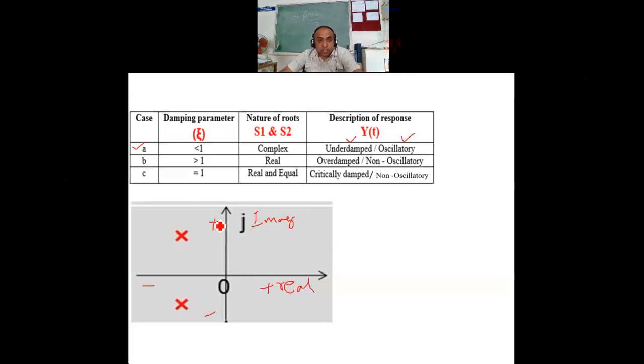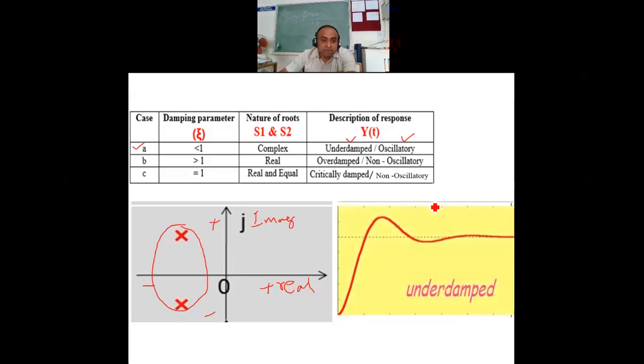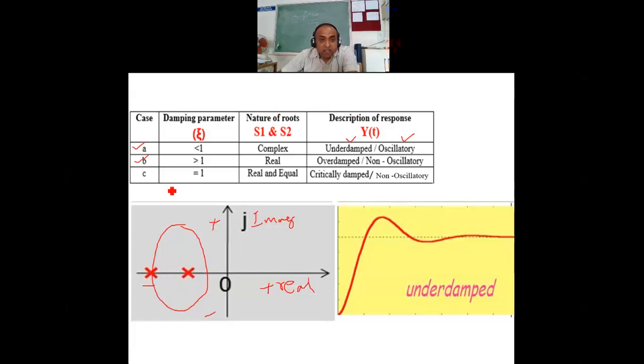So when you say the roots are complex, if they lie on this side, then straight away you have to conclude that it is an underdamped system. Please remember, when you find the roots of any second order system, if the roots are complex, straight away you conclude it's underdamped. So it is oscillatory.